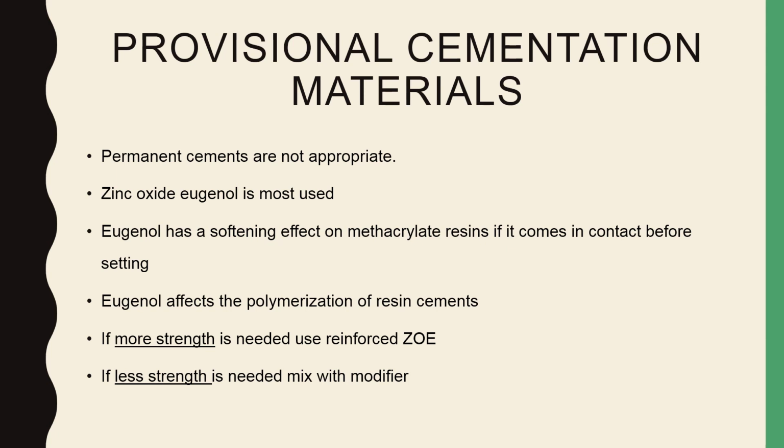If we require more strength of our cement, for example, if we lack retention in our preparation, we would use reinforced zinc oxide eugenol. And if we require less strength, for example, if we are temporarily cementing a definitive restoration, we would mix it with modifier, and if we don't have the modifier, we can use Vaseline instead.